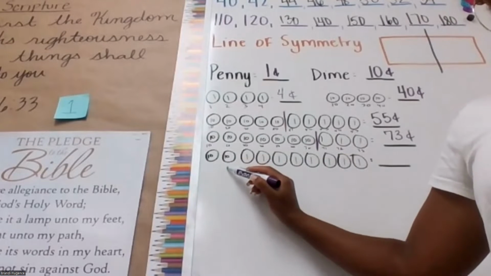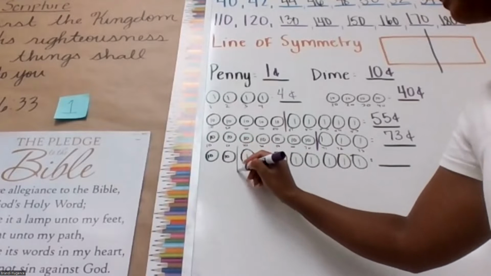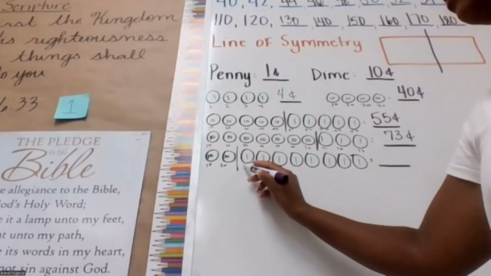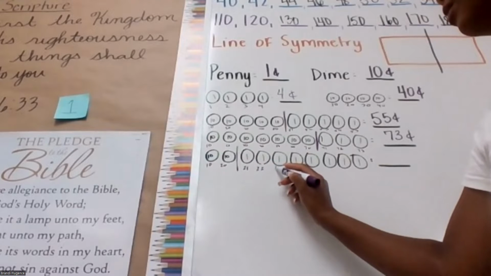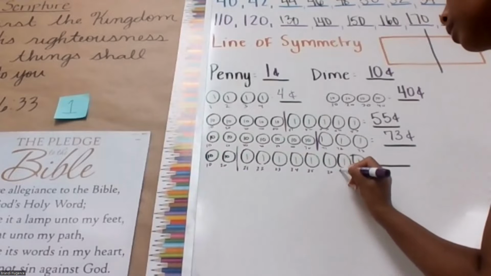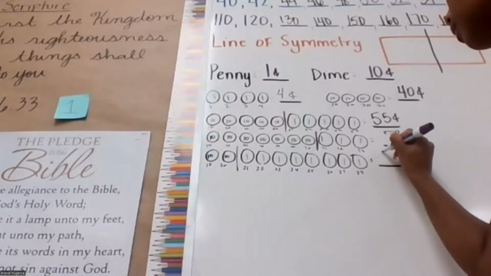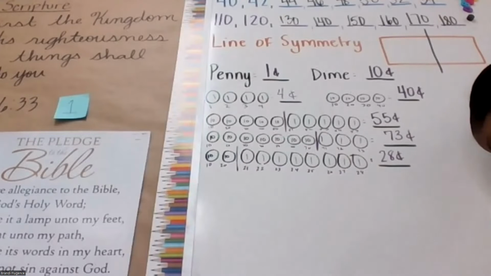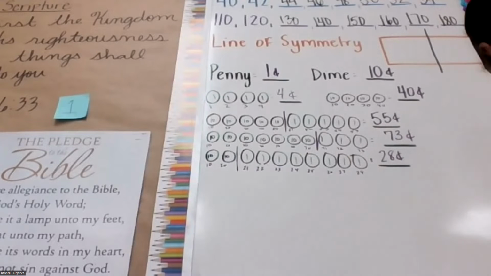Let's do our next one. So this one, we have only 2 dimes and mostly pennies. So let's still split it. Let's count. 10, 20, 30. All right, let me put a few more up. I want you to count it in your head first, and then we'll go over the answer together.